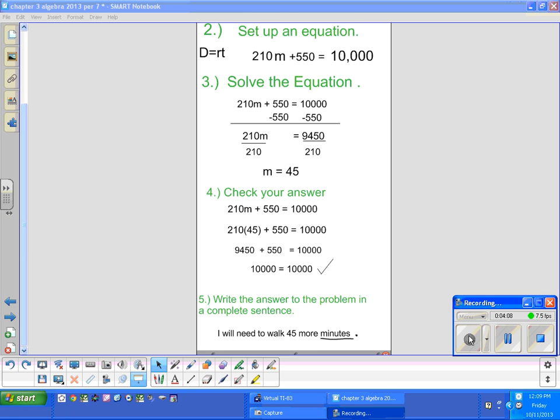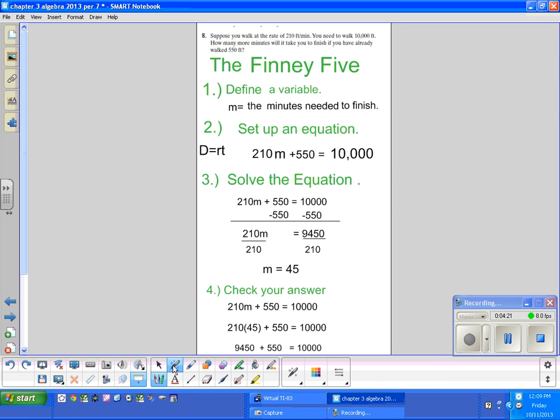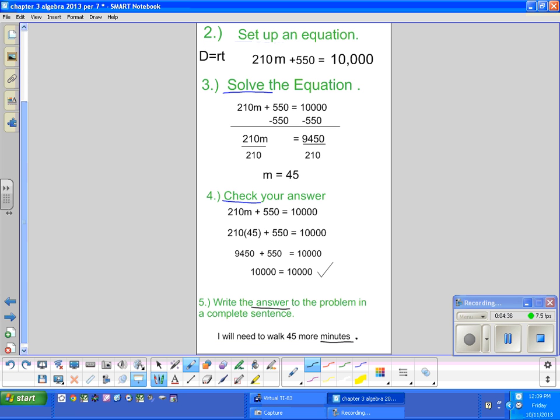Okay, so if we review how we would like the word problem done at the Charles Finney School for the middle school to upper level math classes. So in review, we call it the Finney 5. First step is define a variable. Second step, setup. Third step, solve. Fourth, check your answer, check. And then the fifth step is answer the question from the original problem.